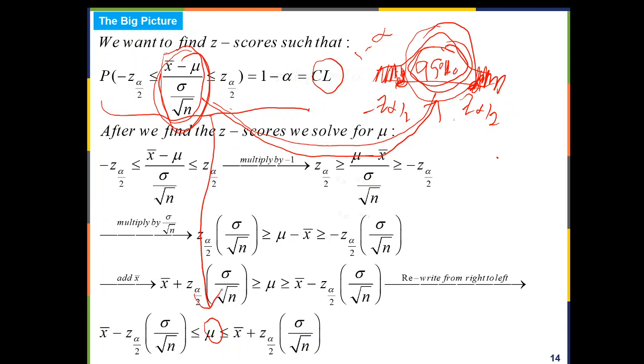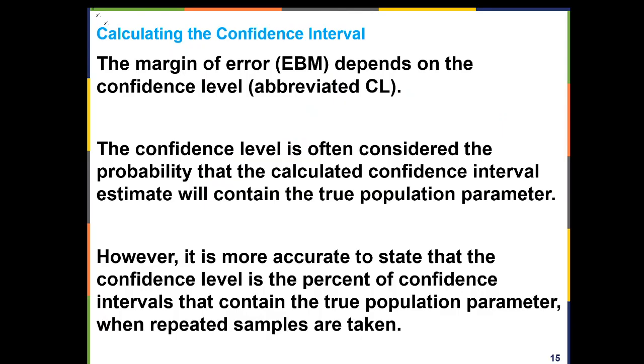With a lot of algebra, we can isolate mu in the middle. So we say the real mu that we're looking for is between x bar that we find from the sample plus some error and x bar minus some error. And that's how we build a confidence interval. That's called margin of error, right? So margin of error is what we add and subtract.